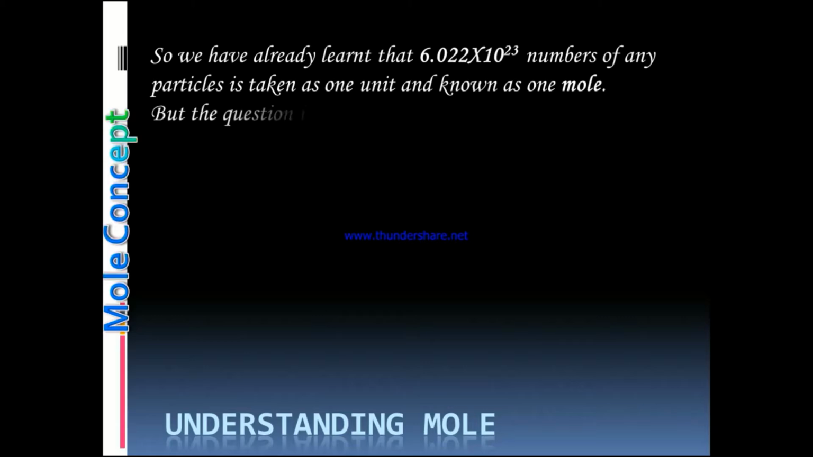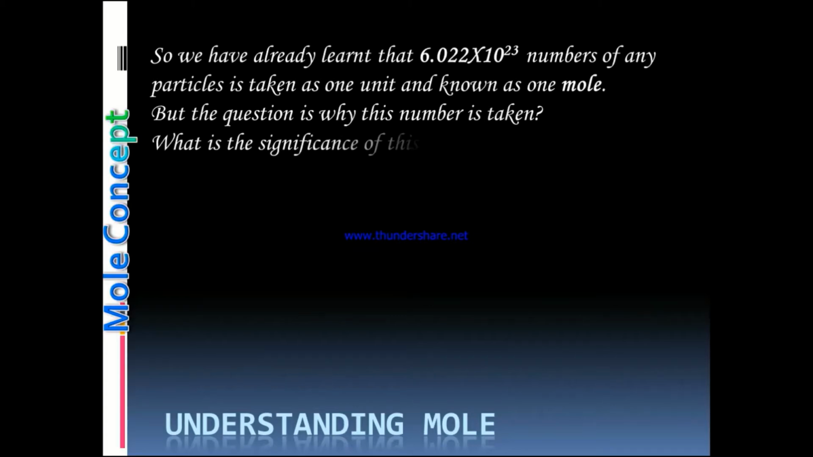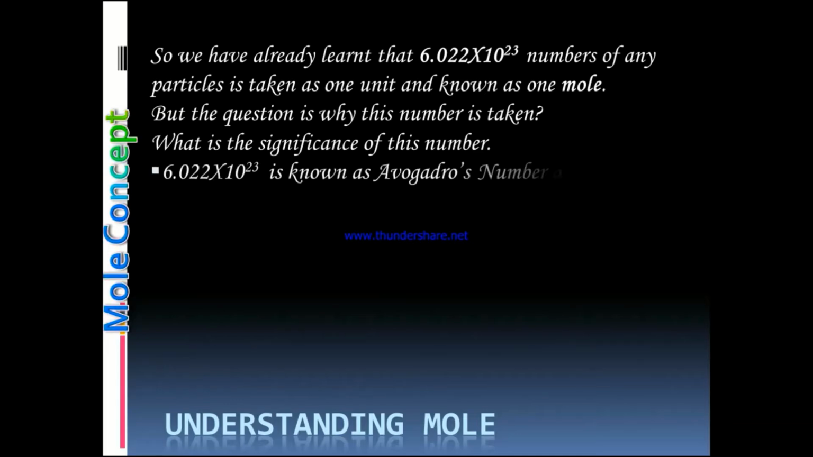Now the question is, why is this particular number taken? This is a difficult number. Why not 1 lakh or 10 lakh or 1 crore? But we have taken 6.022. What is the significance of this number? What does it represent? To understand this, we should know something about it. 6.022 × 10^23 is known as Avogadro's number and is represented by N.